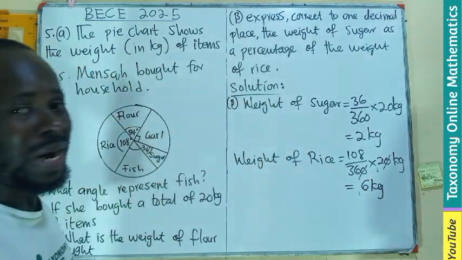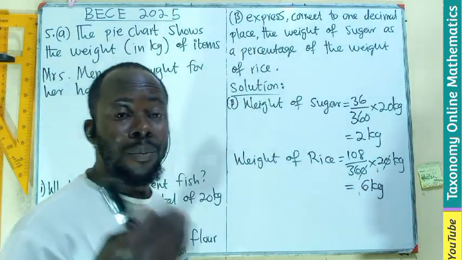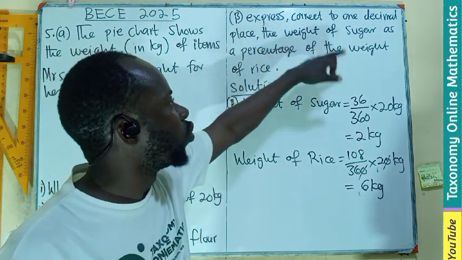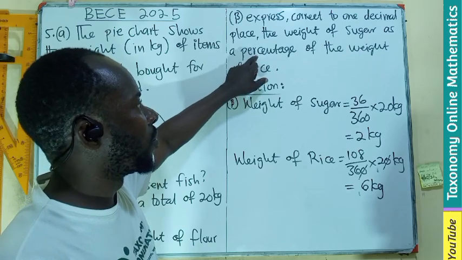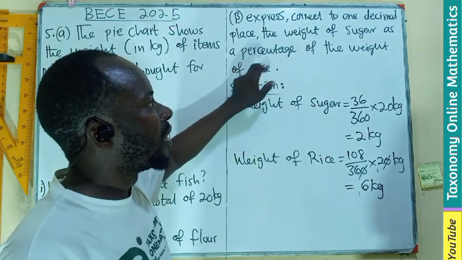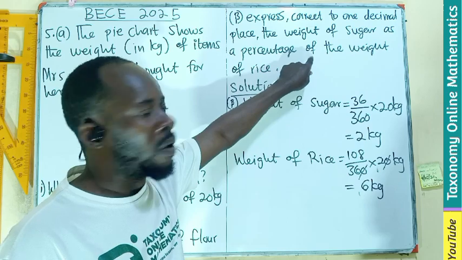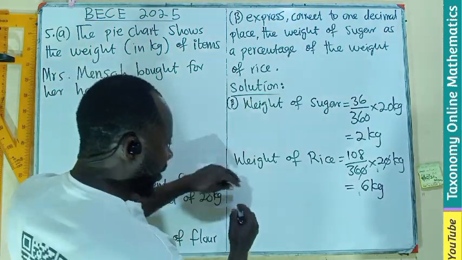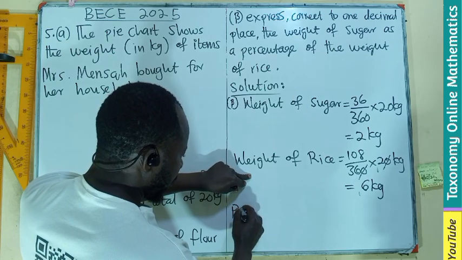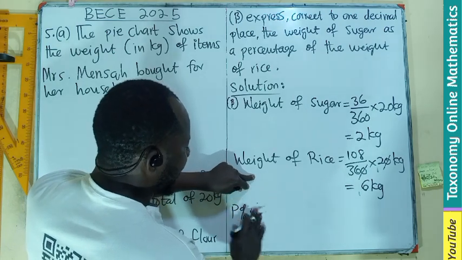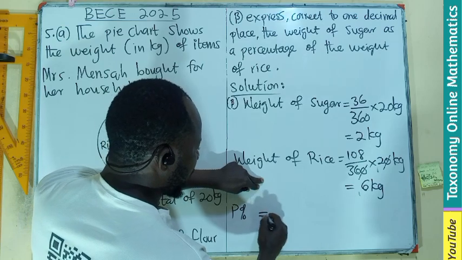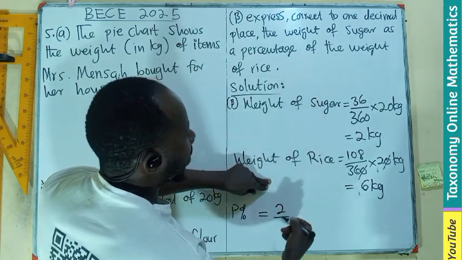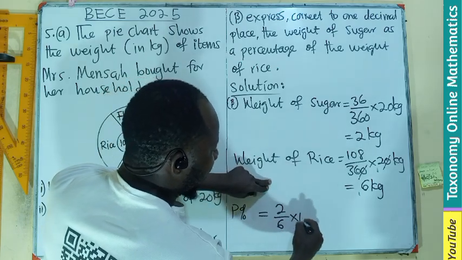All right, but that's not all that we are looking for. We are looking for a percentage. So expressing the weight of sugar as a percentage of the weight of rice to one decimal place, the quantity that comes after "of" becomes the denominator. So the percentage is going to be the weight of sugar, which is 2, over the weight of rice, which is 6, expressed as a percentage.